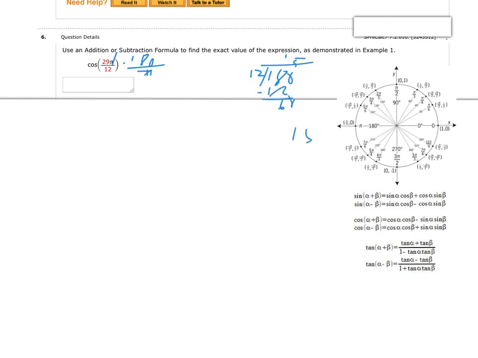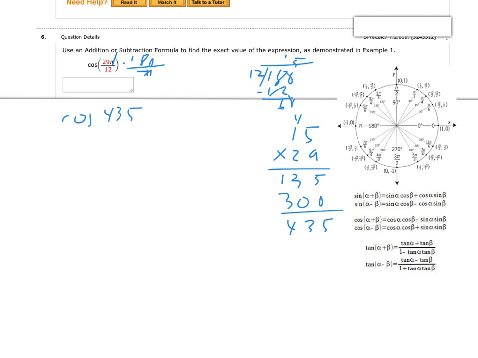So now I have 15 times 29. So that's 5 with a 4, and then 13, okay. And then this will be 30. So that'll be 435. So this is really asking for cosine of 435.